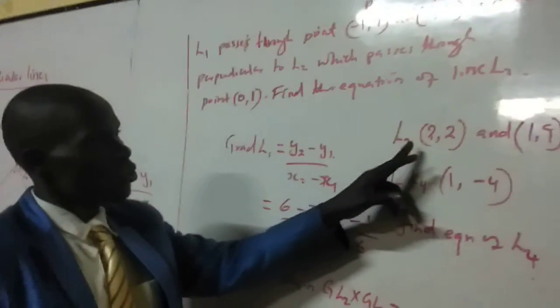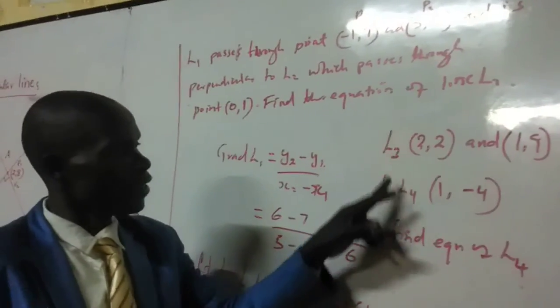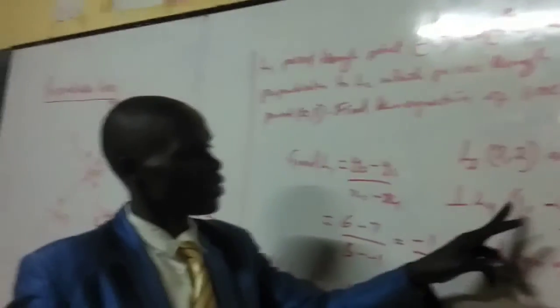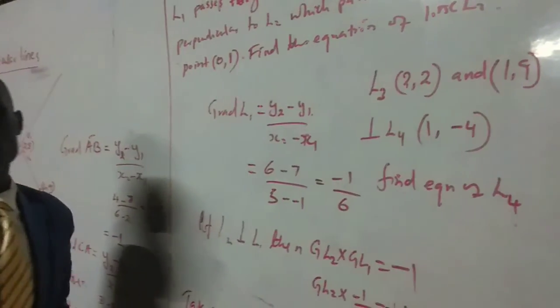Line L3 passes through points (2, 2) and (1, 9), and that line L3 is perpendicular to line L4, which passes through point (1, -4). So find the equation of L4. I think that will give you some little practice. Thank you.